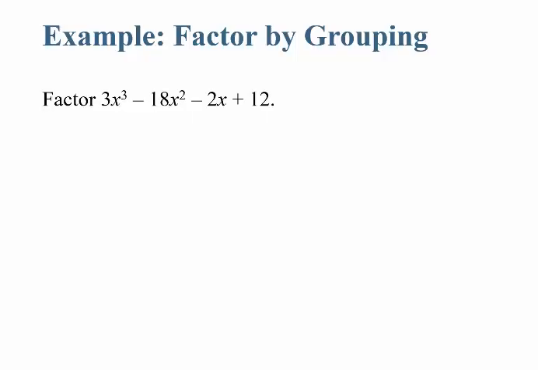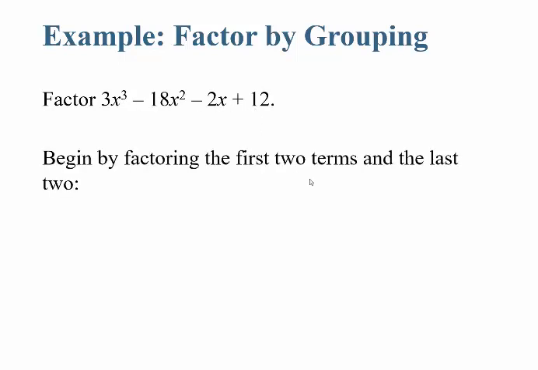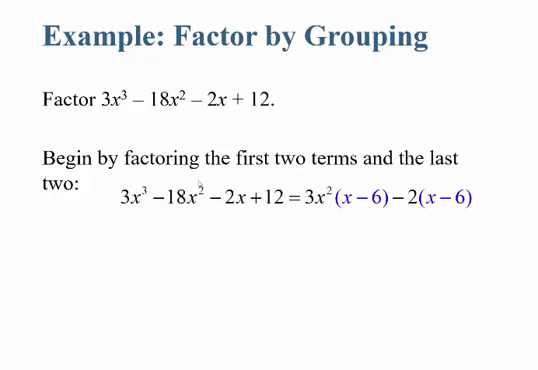The first factoring method I want to talk about is called factor by grouping. You use this factoring method when you have four terms. So if you look at this polynomial, 1, 2, 3, 4, I have four terms, so we're going to use this method. This is why it's called grouping: you begin by factoring the first two terms and the last two terms. You group the first two terms together, and you group the second two terms together.